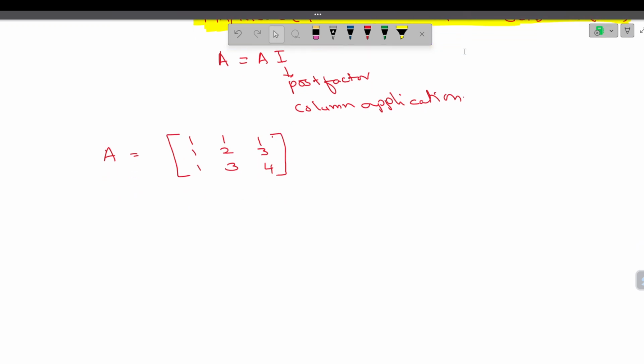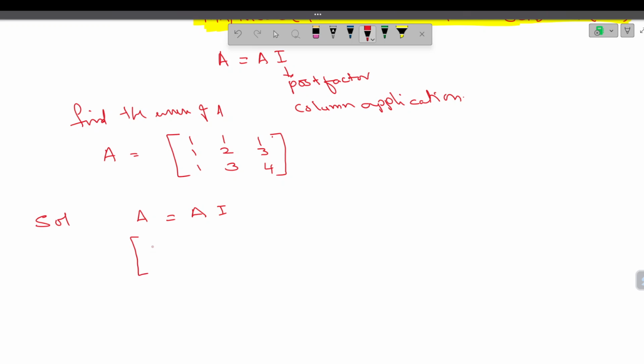Let's find the inverse of the matrix A. Find the inverse of A. See here, we are going by post factor, A equal to AI.